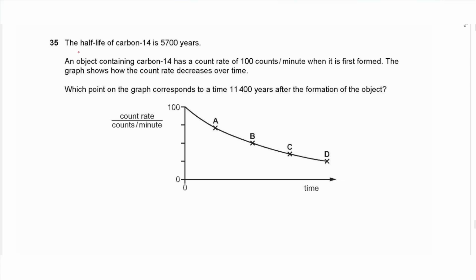Question 35 says, the half-life of carbon-14 is 5,700 years. An object containing carbon-14 has a count rate of 100 counts per minute when it is first formed. The graph shows how the count rate decreases over time. Which point on the graph corresponds to time 11,400 years? So we can divide that by the half-life to know how many half-lives we have. So 11,400 divided by 5,700, that gives 2 half-lives. So this means that the count rate decreased by half to 50 here, and then by half again to 25 here. So this points towards the point D. So this is the answer.